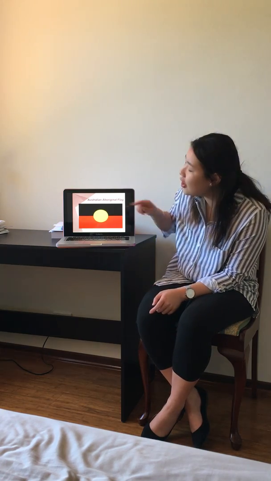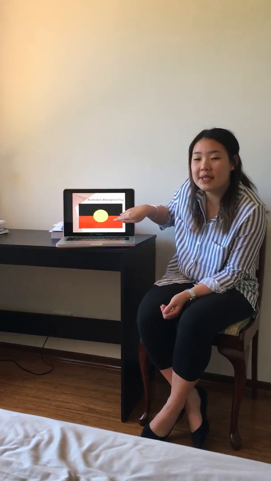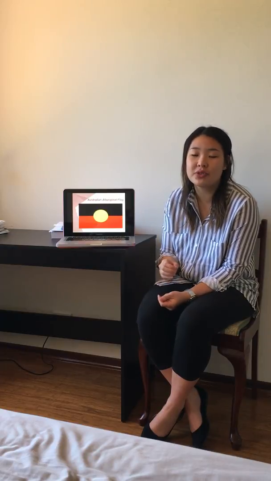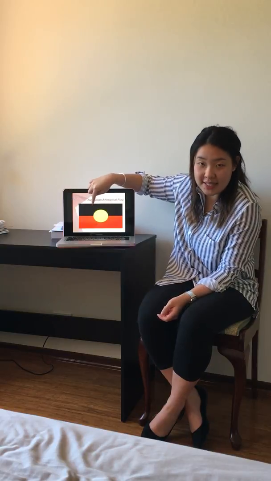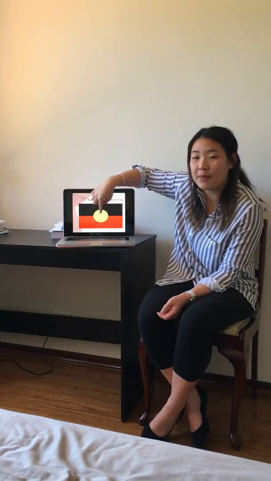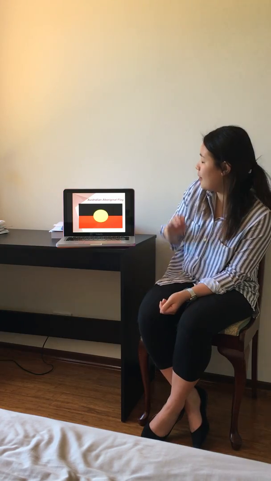Now, let's talk a little bit more about the colours. The red on the bottom represents the land and also the relationship that Indigenous people have with the land, so the spiritual relationship that they have. The black colour up the top represents the Aboriginal people, and the yellow in the circle represents the sun, which the Indigenous people believe to be the giver of life and also the protector.